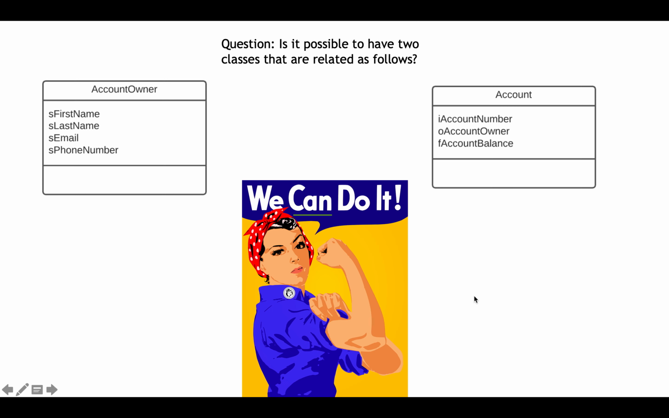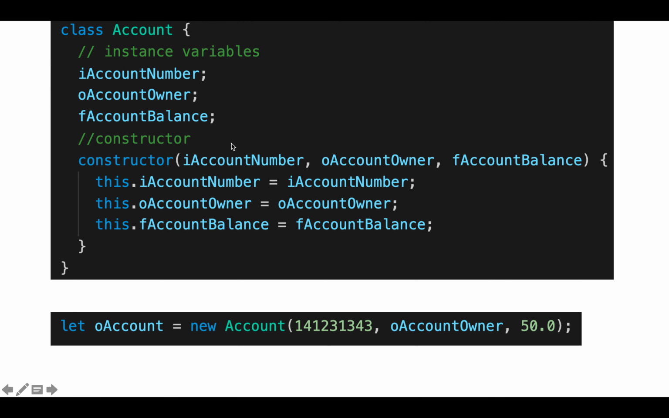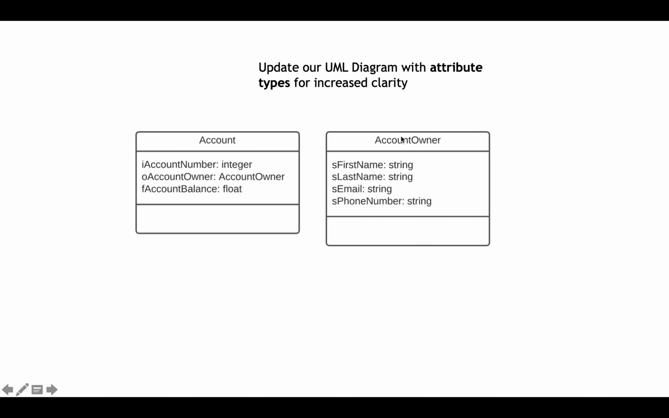We asked the question, could you include an object in another object as an attribute? And of course the answer was yes, and our code looked like this. We set up an account owner, created an instance of that account, and then we created an account, and then we added the account owner as an attribute to the account when we created it, and then we tested it.